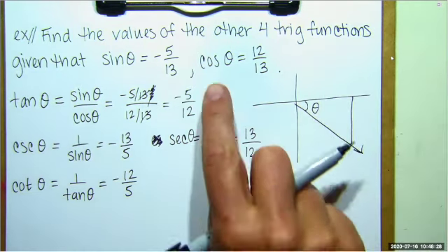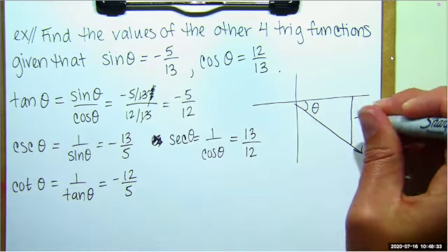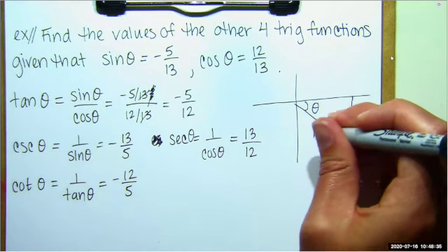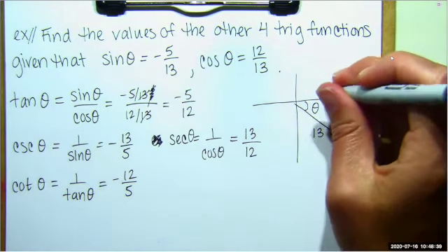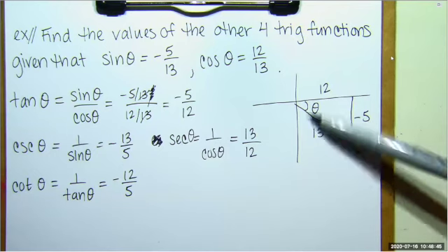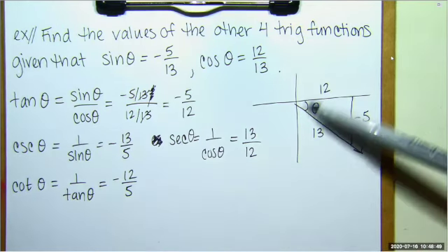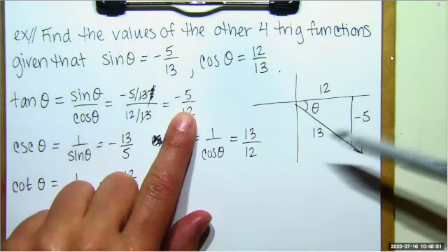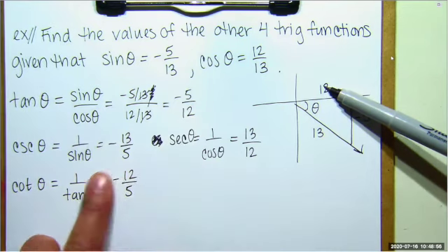Now we're told that sine is -5/13. So opposite would be -5, hypotenuse would be 13. We're told that cosine is 12/13, so adjacent is 12, hypotenuse is 13. Now that we have this picture, we could find the values of the other 4 trig functions using the graphical method. So tangent would be opposite over adjacent, so -5/12.